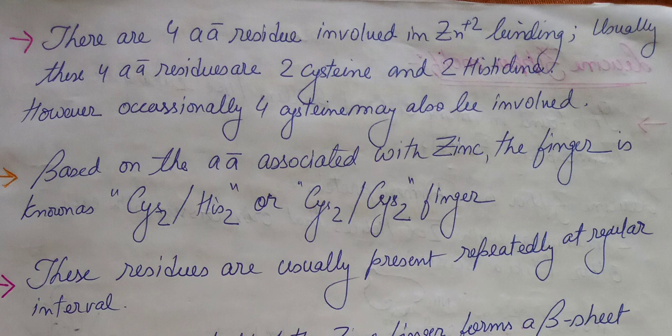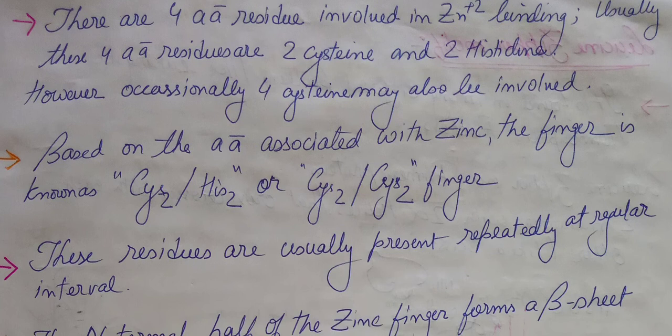Based on the amino acids associated with the zinc, the zinc finger is known as Cys2His2 or Cys4 finger. So don't be afraid. Cys2His2 are actually those zinc finger motifs that involve 2 cysteine residues and 2 histidine residues interacting with the zinc to stabilize that motif, to stabilize the secondary structure. Whereas Cys4 ffingers involve 4 cysteine residues interacting with the zinc.